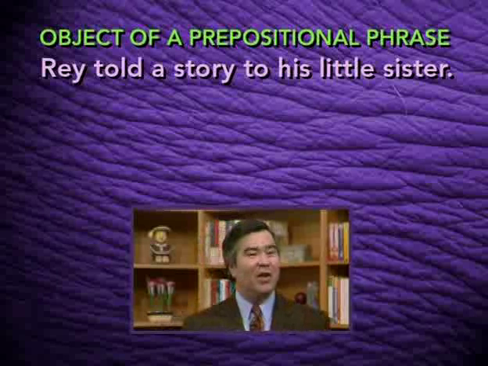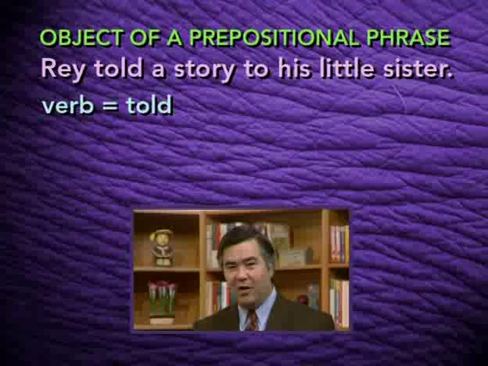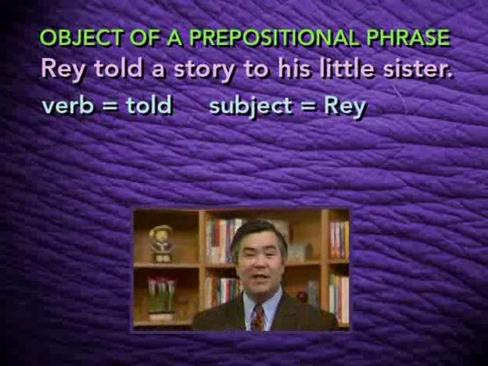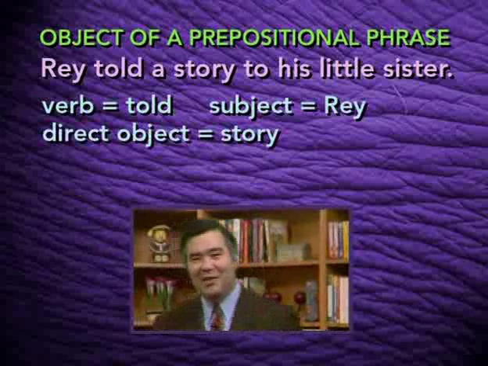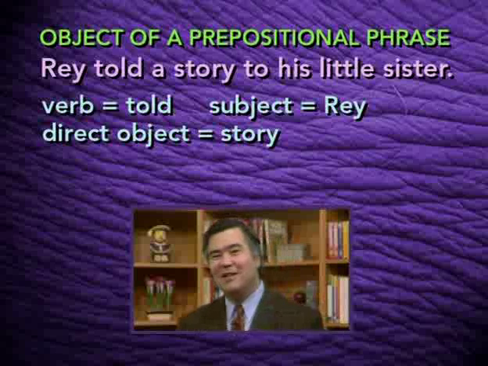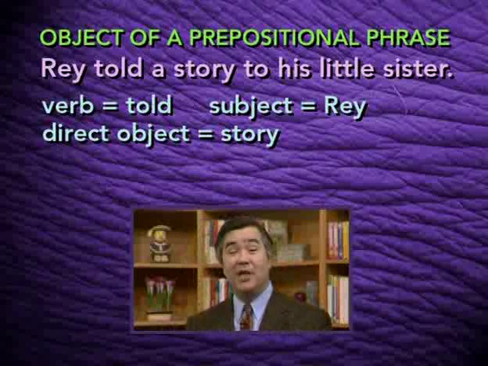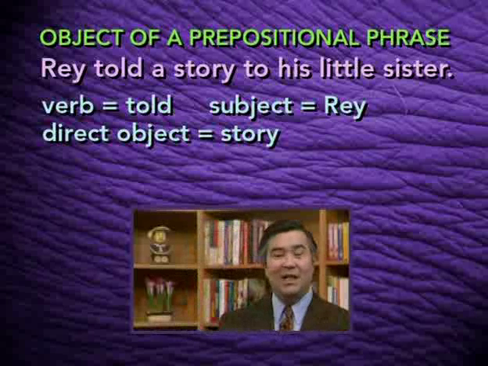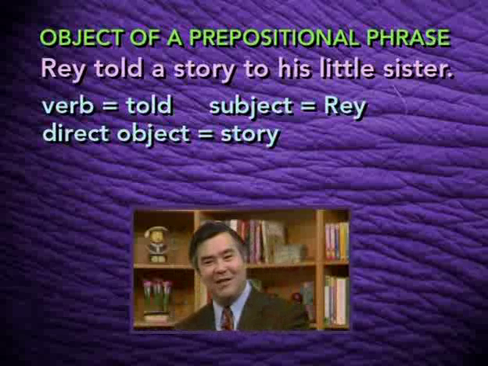Now, here's another sentence that says the same thing, but doesn't contain an indirect object. Ray told a story to his little sister. In this sentence, we have the same verb, told, and the same subject, Ray. We even have the same direct object, story. That's what Ray told. Now, to whom did he tell the story? Well, he told his little sister. But in this case, little sister is not appearing as an indirect object. Notice that it's not placed between the verb and the direct object. Instead, it has been made part of a prepositional phrase and stuck on at the end of the sentence.